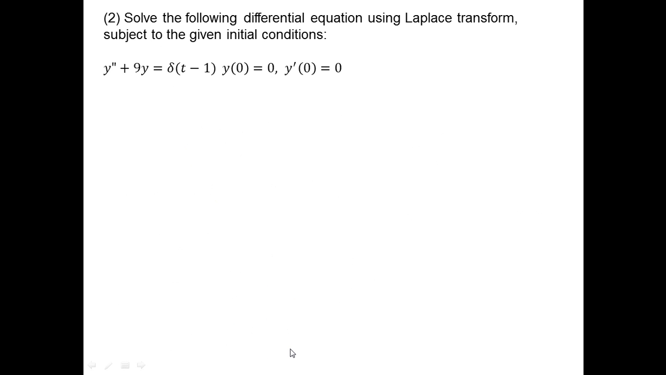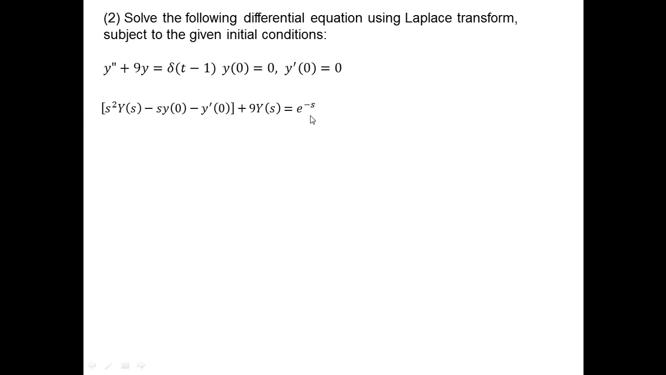In the next problem, again, we are interested in solving a second order differential equation here with zero initial conditions, or when all initial conditions are 0. Again, to solve this second order differential equation, I take the Laplace transform of this differential equation. By taking the Laplace transform, I have s squared Y(s) minus sy(0) minus y prime(0), which y(0) and y prime(0) are initial conditions of y(t), plus 9Y(s) equal to e to the minus s.